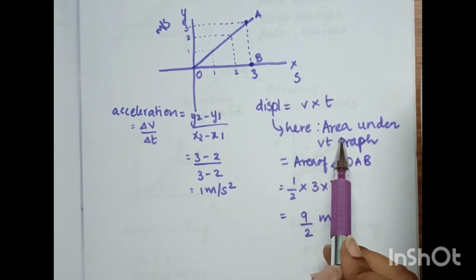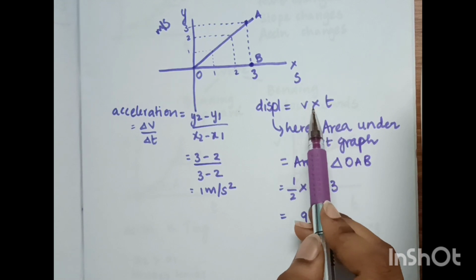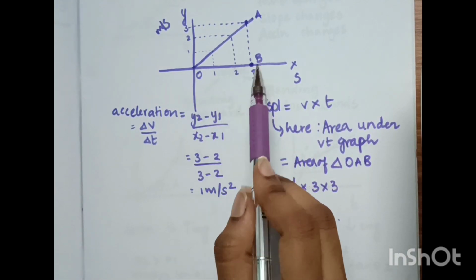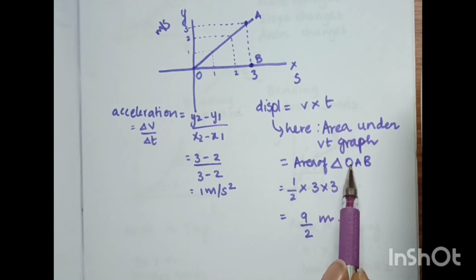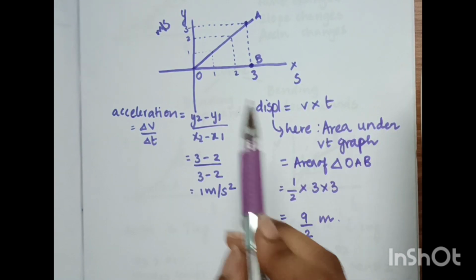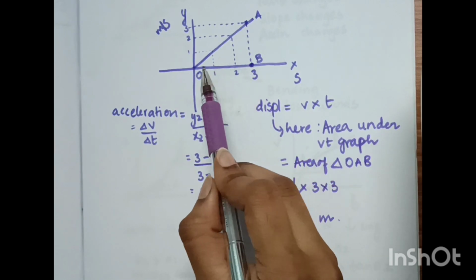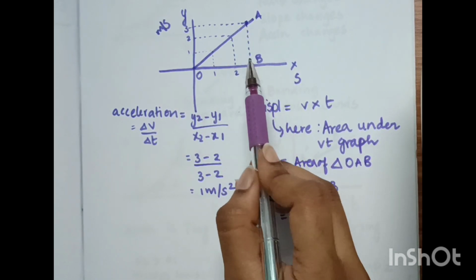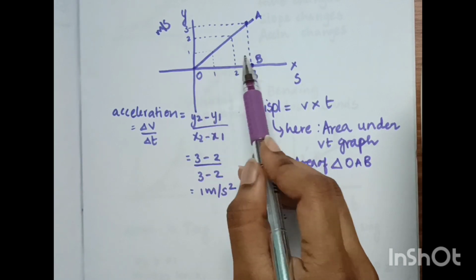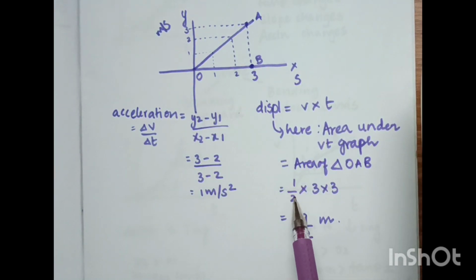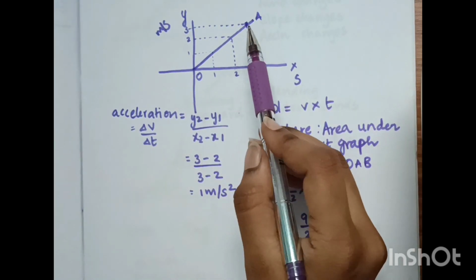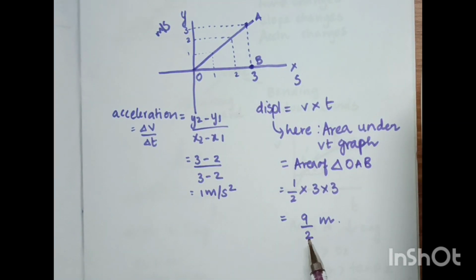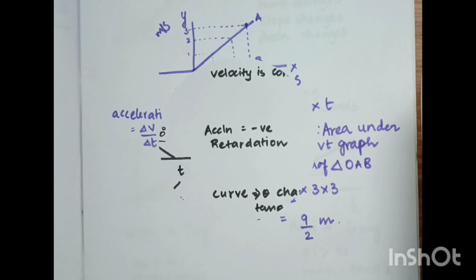Displacement is nothing but area under vt graph, that is velocity into time. Here we have to consider the area under velocity time graph. That is equal to area of triangle OAB. We have to consider this area with time. Half, base is 3 and height is 3. We are getting 9 by 2 meters.